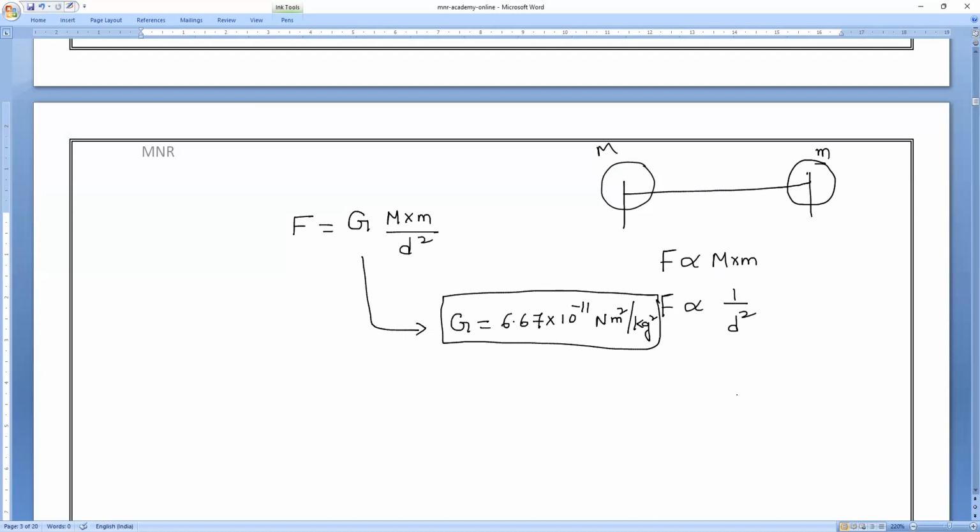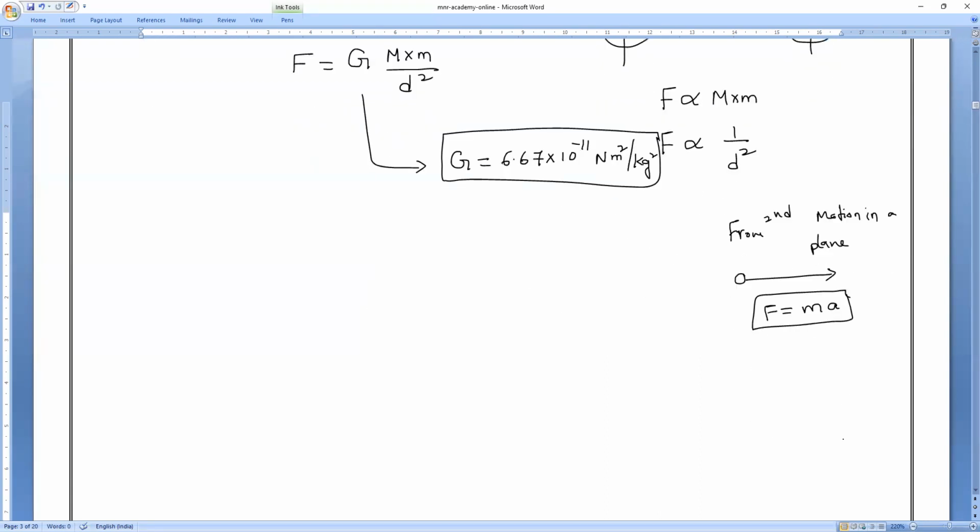Now, let us go back to the second chapter. From the second chapter, we already studied free fall also. If the body is traveling on a surface, that is, motion in a plane, please remember, what is the force? Force F equals mass into acceleration.